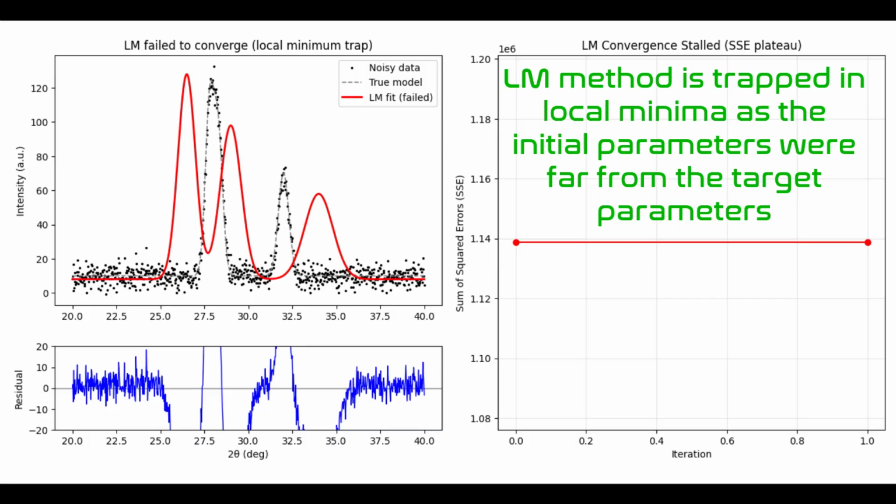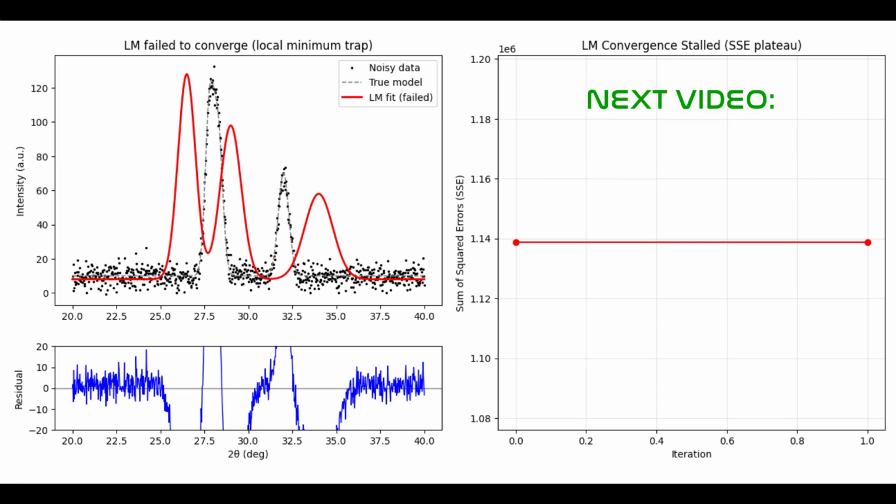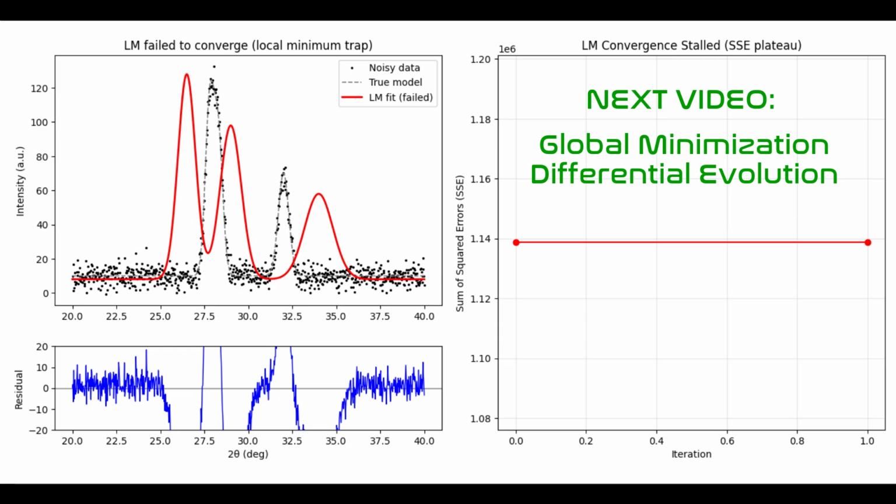LM is like climbing the nearest hill. It's fast, but it doesn't see the rest of the mountain range. In the next video, we'll meet a method that can search the entire landscape and find the true global minimum, even with bad guesses. It's called differential evolution, and it behaves more like nature itself, exploring, mutating, and adapting.